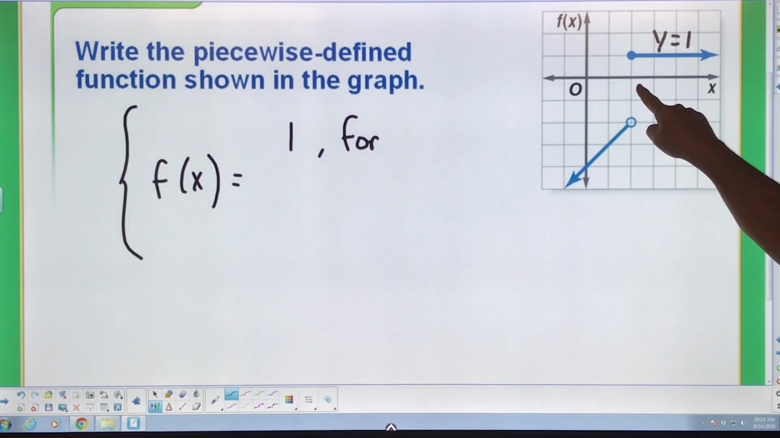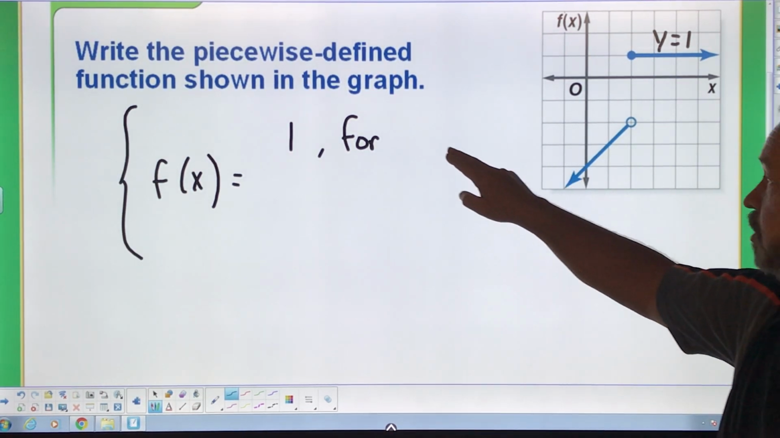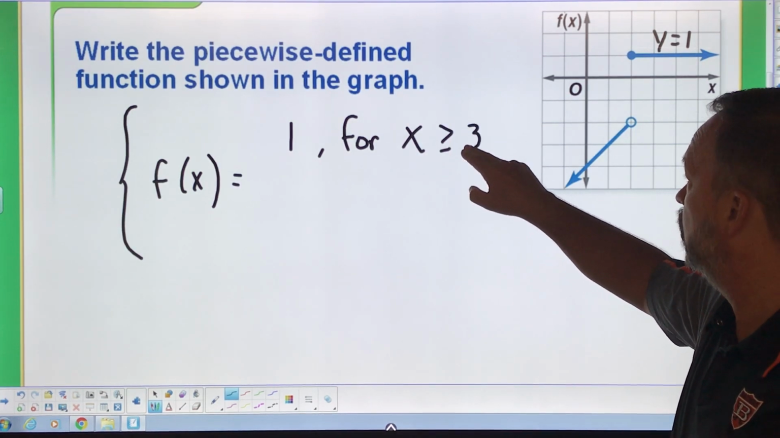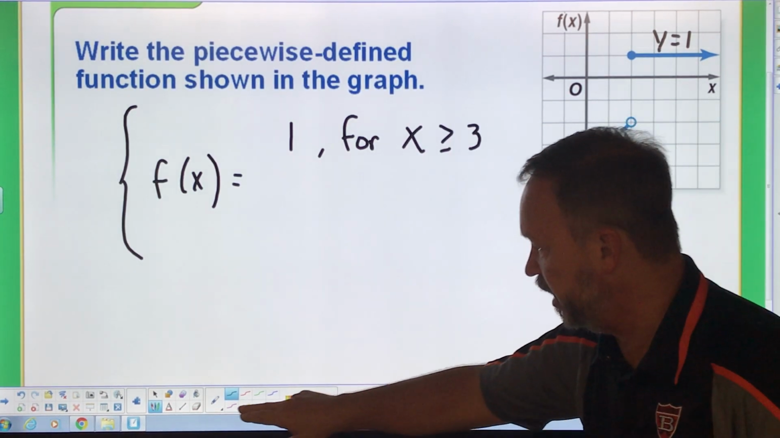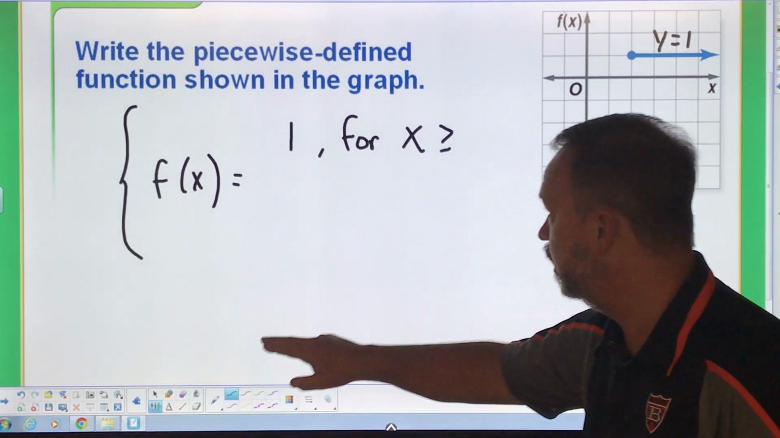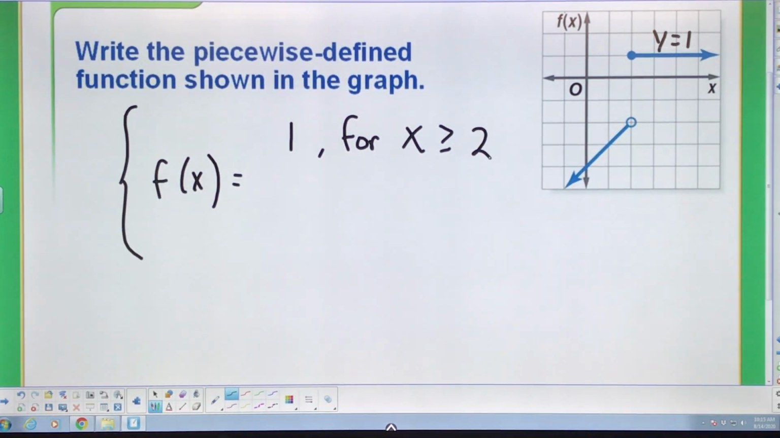where's it start at? X is 2. I said 2 and I wrote 3. Oh, I don't know why. But it could be equal, right? Because we get the closed circle. Okay?